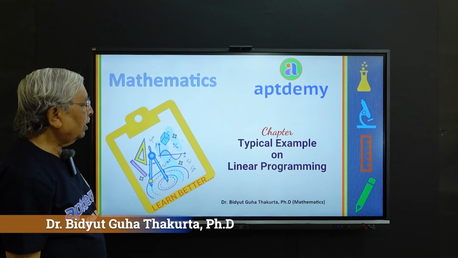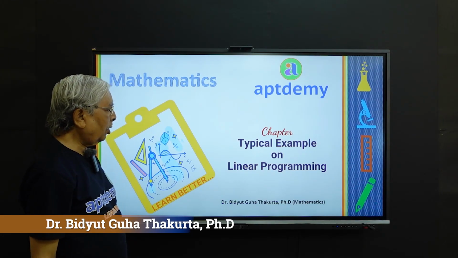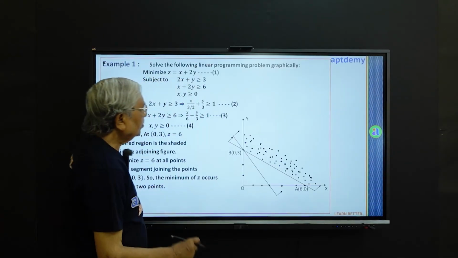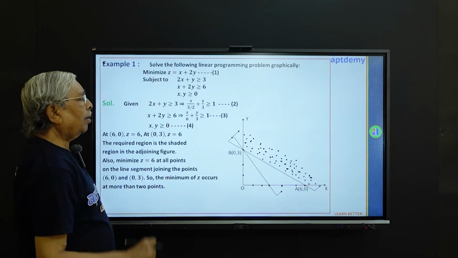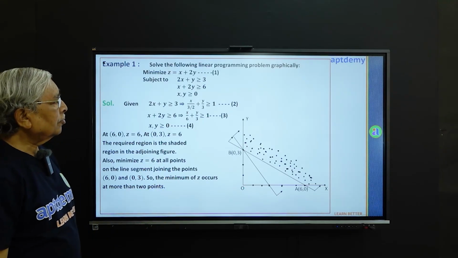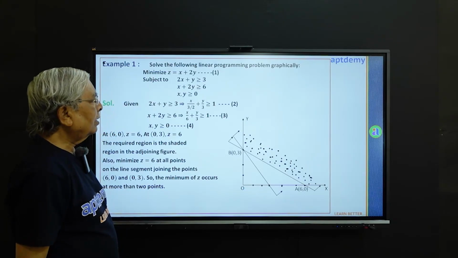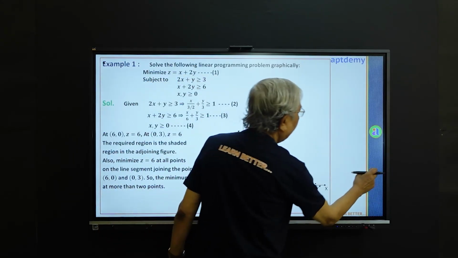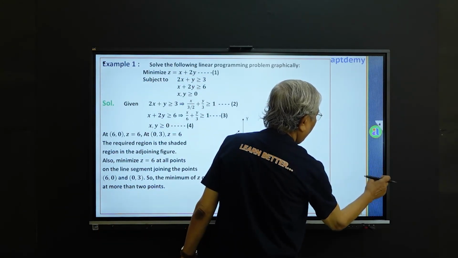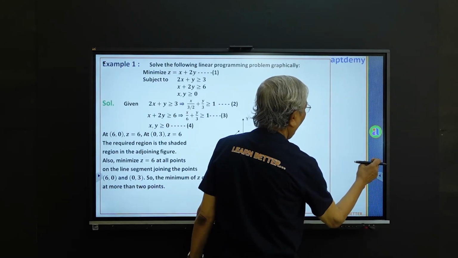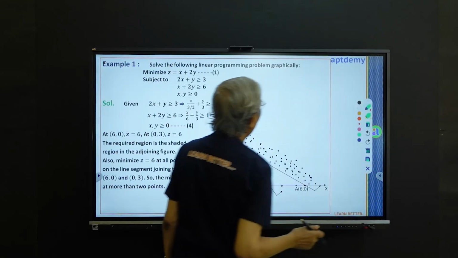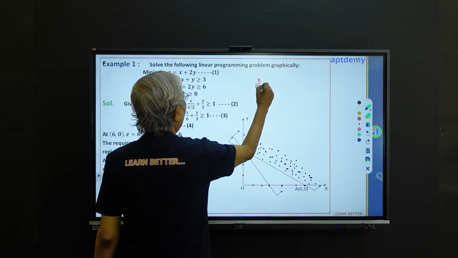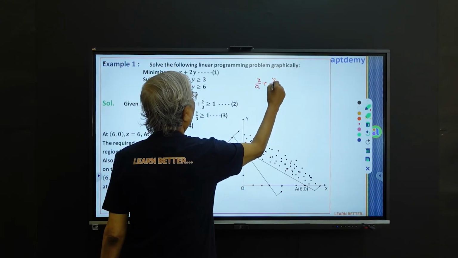Today we shall discuss some typical examples on linear programming. To say something about linear programming, first we have to discuss one thing: the intercept form of a straight line. What do you mean by the intercept form of a straight line? The line of the form x by a plus y by b equal to 1.